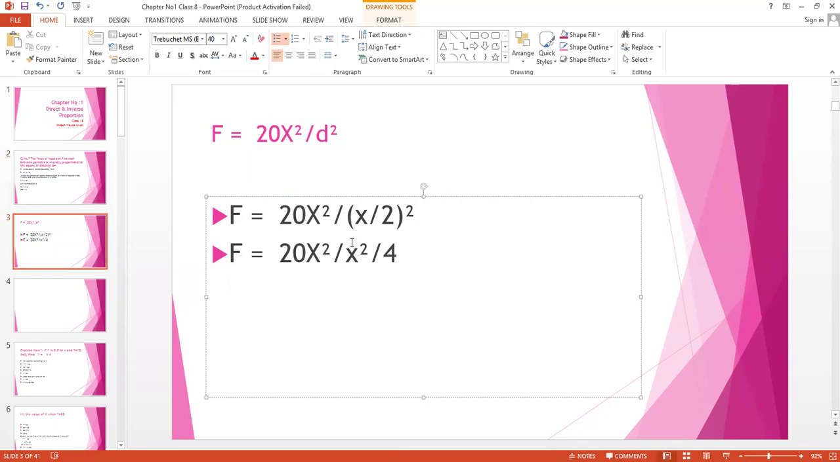Okay, look here. They are saying you have to find the force when the distance is half. So how do you write the half distance? x by 2. So you have to take it square. So it becomes x square by 4. Clear? Okay. Now we have to solve for this value.